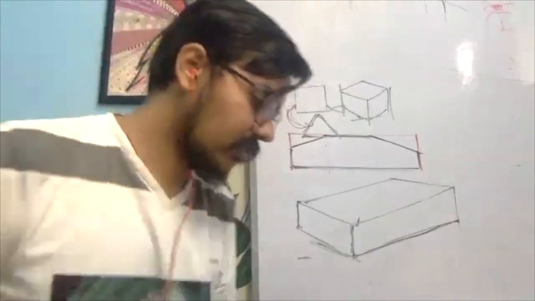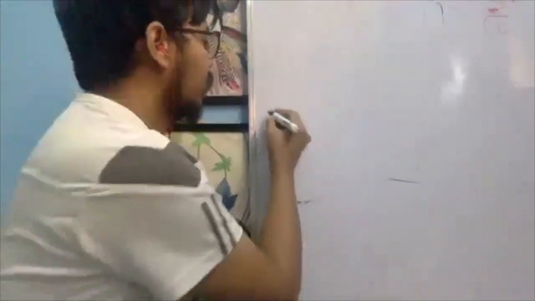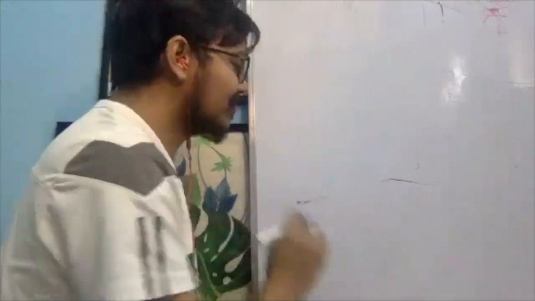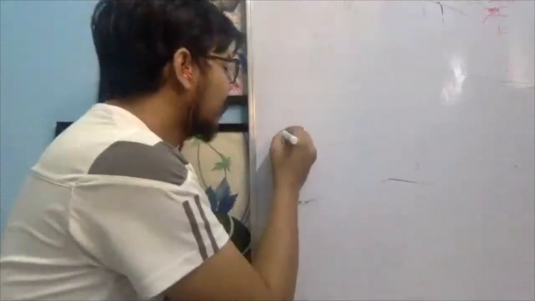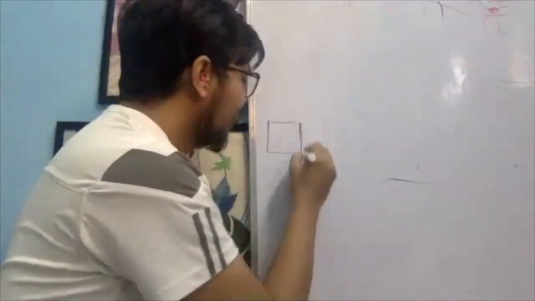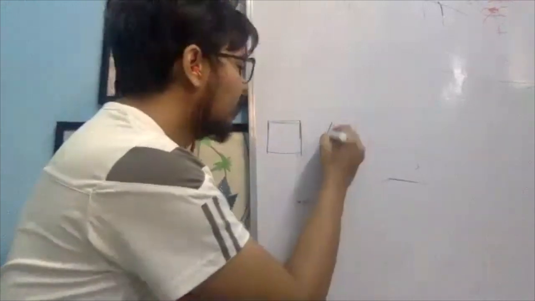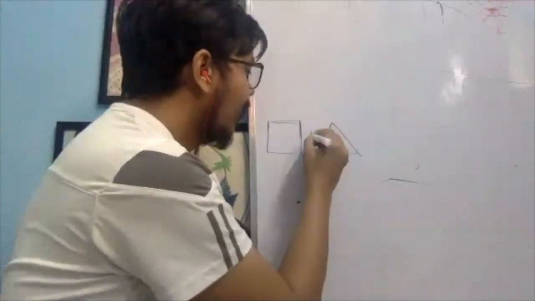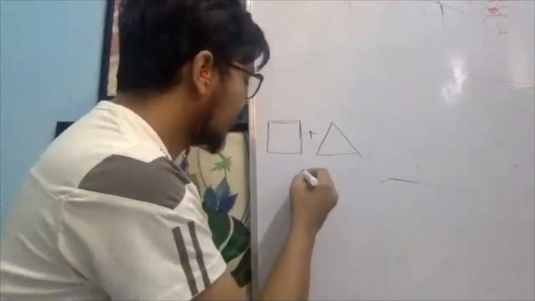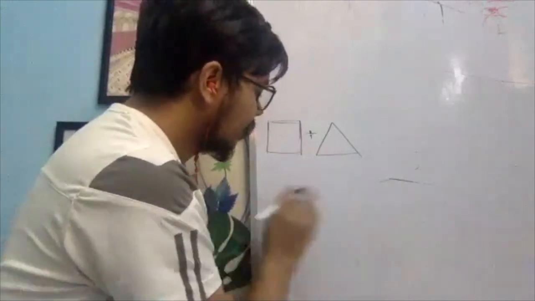Okay, I'll give you one example of that. We have time. Let me give the simplest example. Suppose I'm taking one square and one triangle, and I will mix both of the shapes. Then what will it become? A prism? A pyramid? A house?